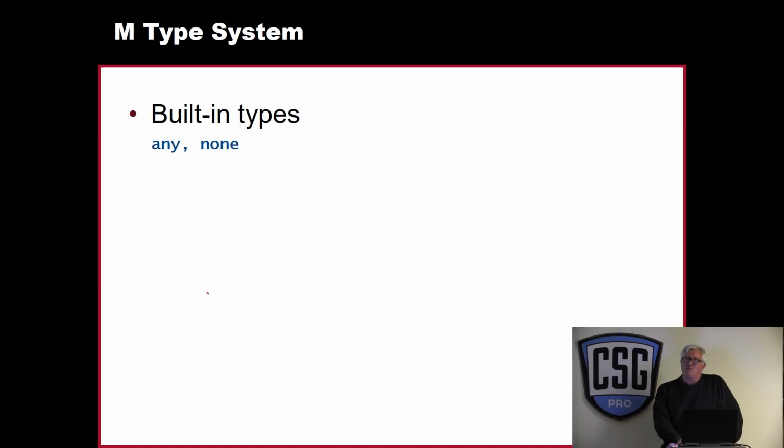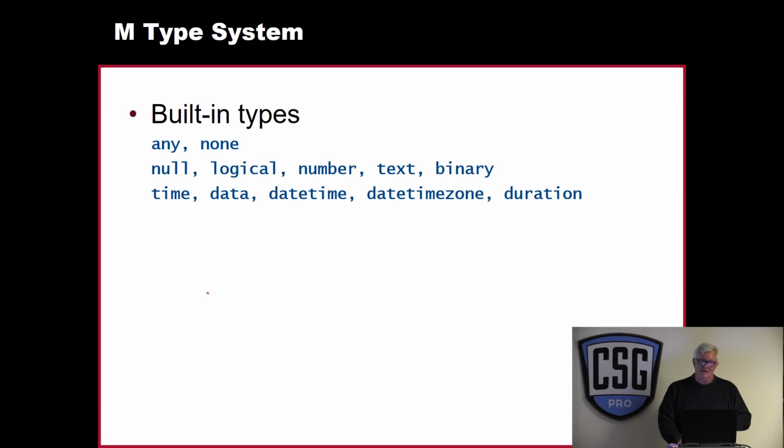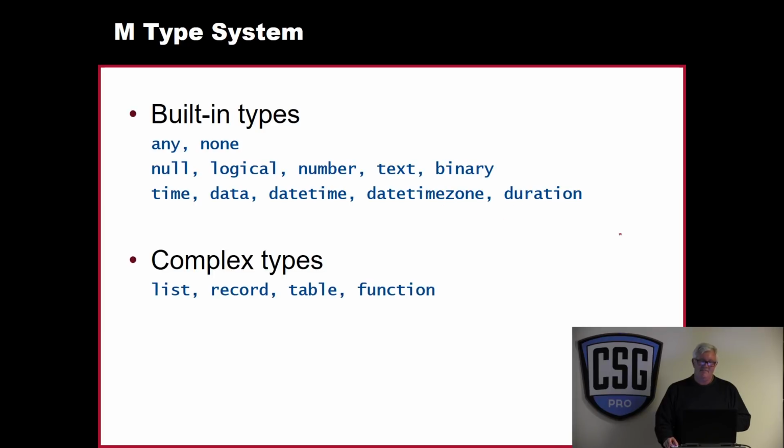Now, let's look at the type system. M is just a programming language, just like VBA, C#, other languages. So it has types. We've seen that if it can't figure out what the type is, it's of type any. Sometimes we get back values that are unknown. So there's null, logic, true or false, number, text, and binary. Now we also have data types for time, and that second one should be date, not data. But time, date, date time with the time zone built in, and also a duration.